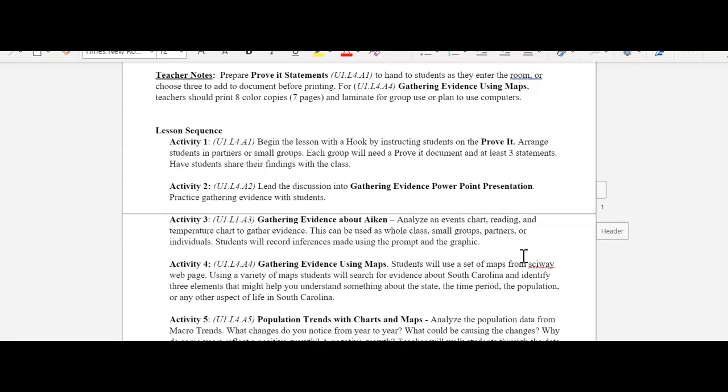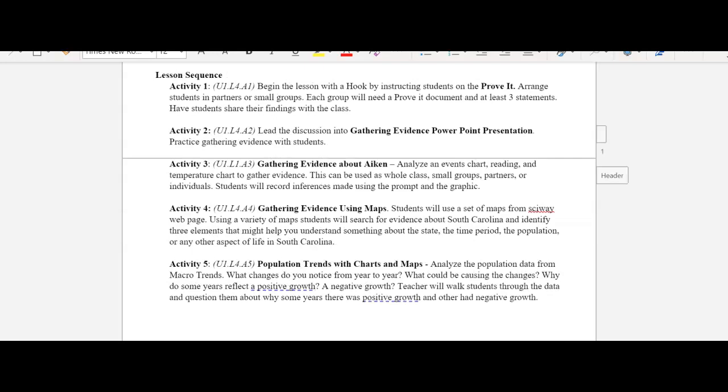Activity 2 is our gathering evidence PowerPoint presentation. This is our content, and in this PowerPoint, we are basically instructing students on ways to gather information, cite their sources, and so on. Basically trying to be in line with what they're doing in their ELA classes and what they're going to need in college as they do research.